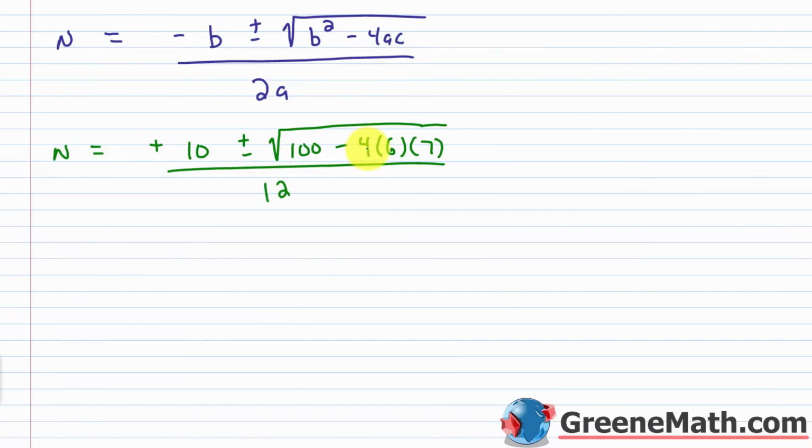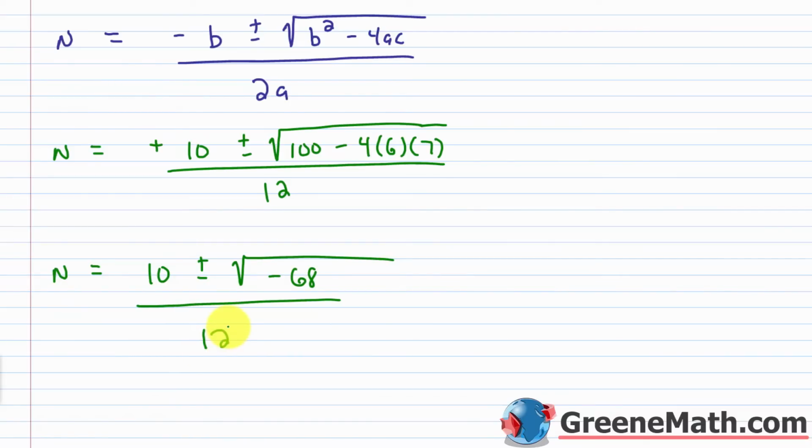All right, so let's do the multiplication here. 4 times 6 is 24. 24 times 7 is 168. So you'd have n is equal to 10 plus or minus the square root of, what's 100 minus 168? Well, that's negative 68. And then this is over 12.